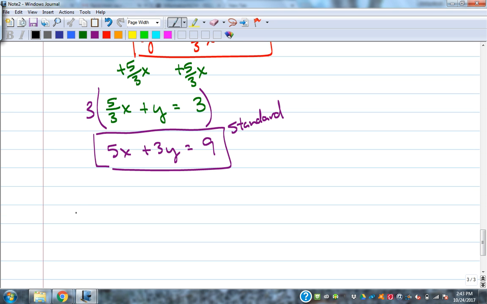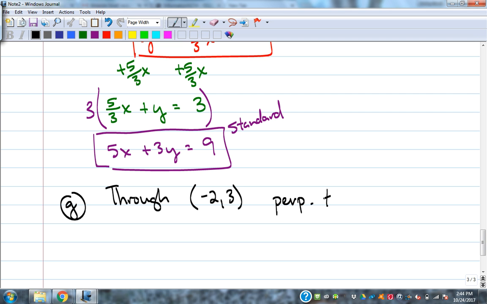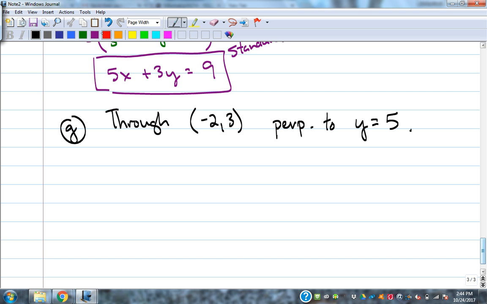Last one. Perpendicular to y equals 5. What's the slope of that line? 0. So perpendicular to 0 slope is up and down, which is called undefined.